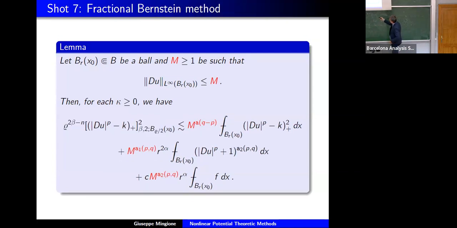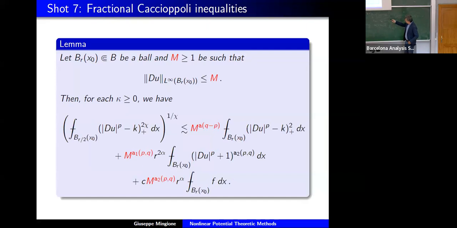Now, you see you have a fractional derivative of u to the p controlled by these objects. And now you apply fractional embedding, and chi is not n over n minus 2 anymore, but it's n over n minus 2 beta. But any geometric iteration is leading you to the energy. And now, you see, this is the core result.